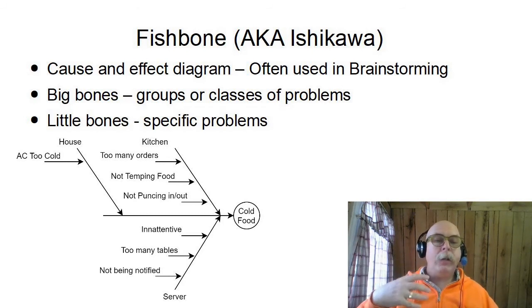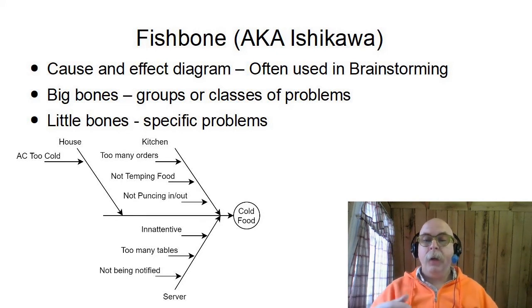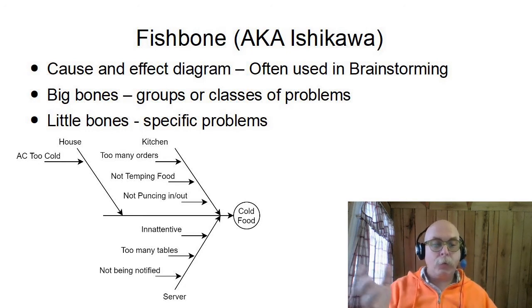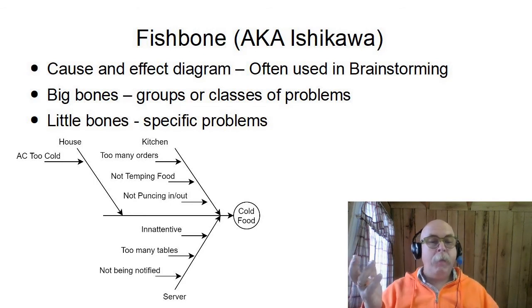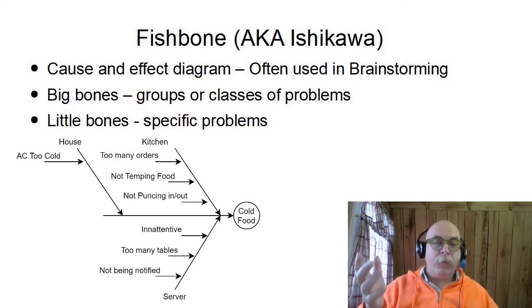Well, what server things could cause cold food? Well, a server being inattentive, a server having too many tables, a server not being notified of the food being out. Those were all things that could possibly be a server problem. And maybe on the house side, the restaurant's just too cold. You can't serve warm food in an ice box or in a refrigerator.